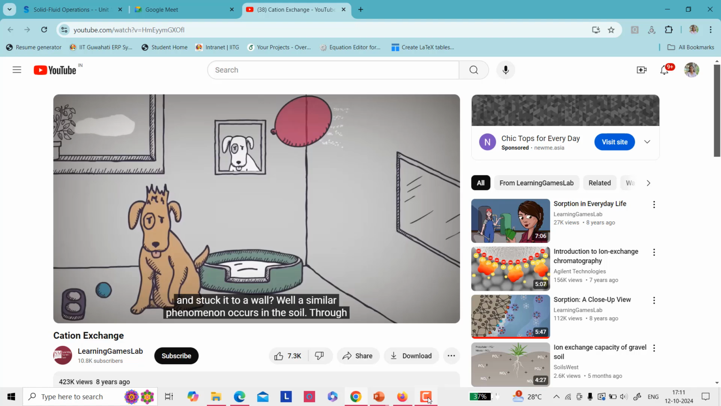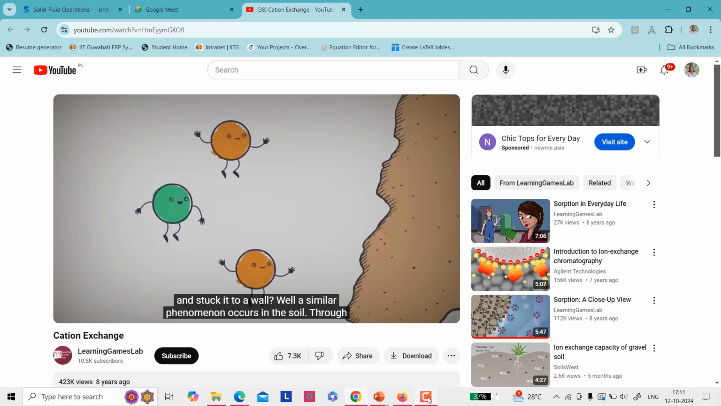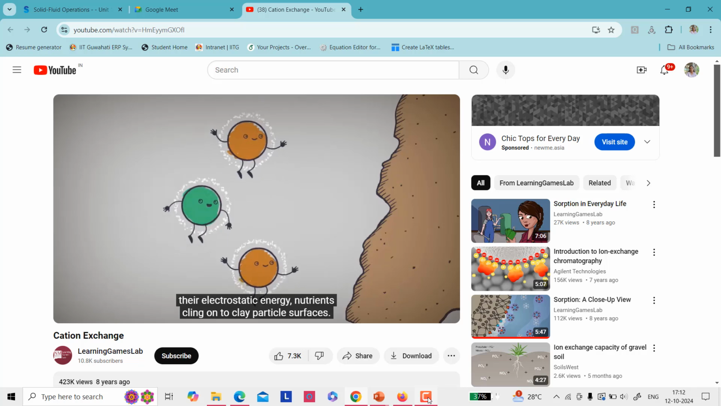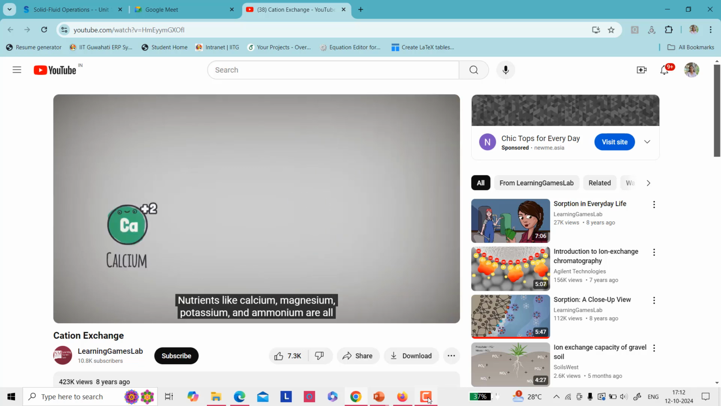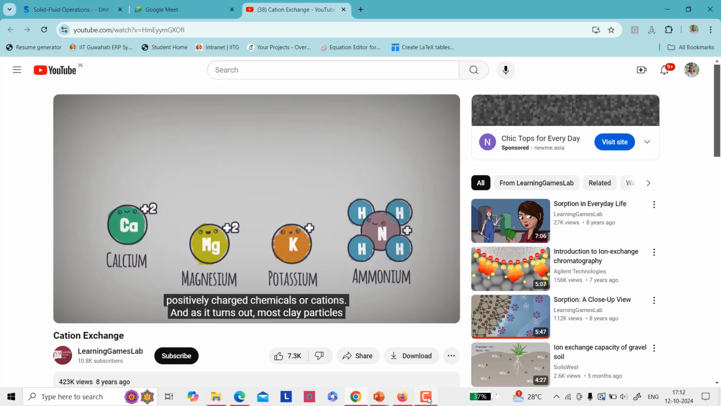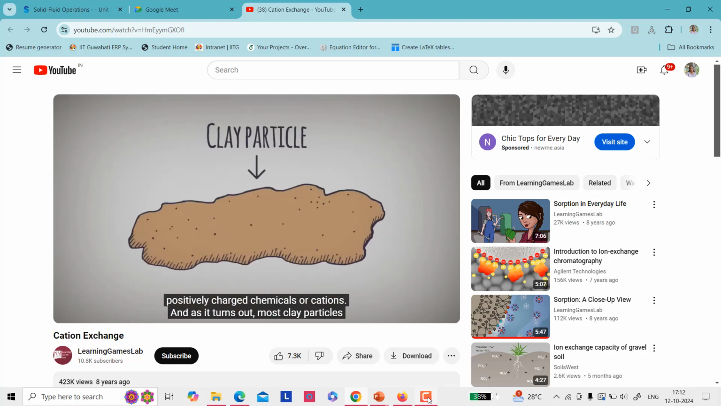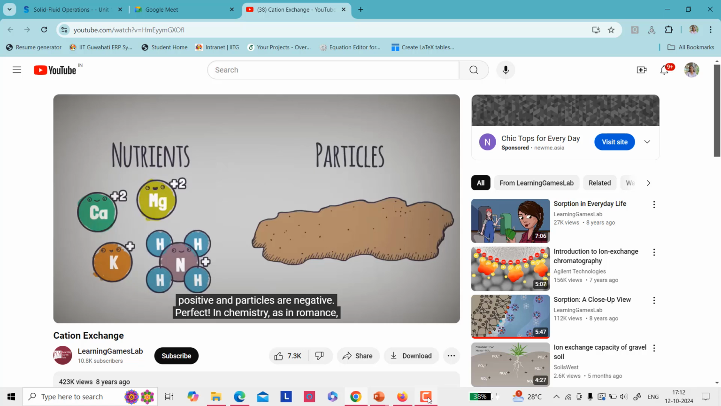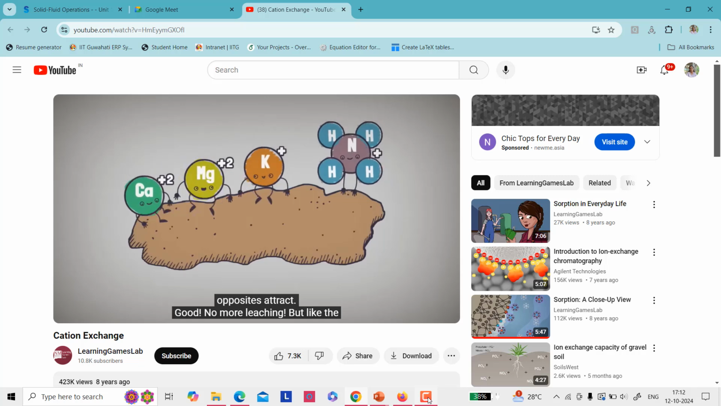Metals and cations, yes. Most clay particles and organic matter in soil are negatively charged. So many nutrients are positive and particles are negative. But in chemistry, you know that opposites attract. The shell of water molecules that forms around the cation prevents it from bonding permanently. This shell is often called a hydration sphere.